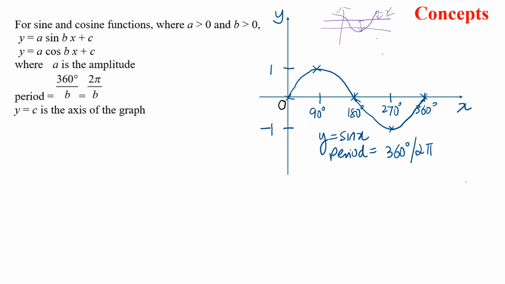For y equals sin x, the maximum y value is 1. The minimum y is negative 1. So basically, sin x is between negative 1 and 1 inclusive. And the period, of course, is 2 pi.